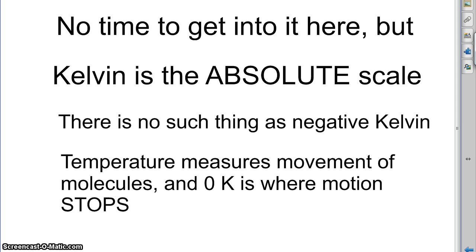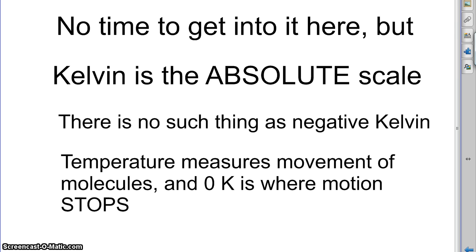So we don't have time to get into it, but Kelvin is called the absolute scale. It tells you it's an actual measure of temperature. There's no such thing as negative Kelvin. Zero means zero. So as we said, temperature measures how fast molecules are moving. So as they slow down and slow down and slow down, their temperature goes down and down and down. At some point they stop. And Kelvin is a scale where stopping means zero. You can't go slower than stopped. So there shouldn't be such thing as negative temperature. And that's what the idea of the Kelvin is.